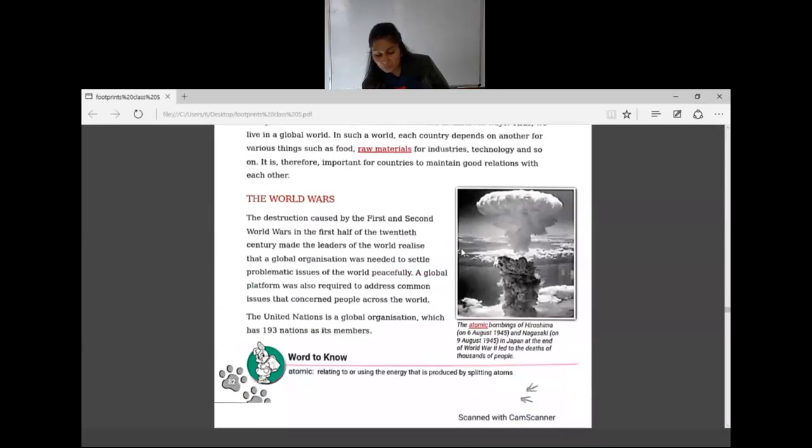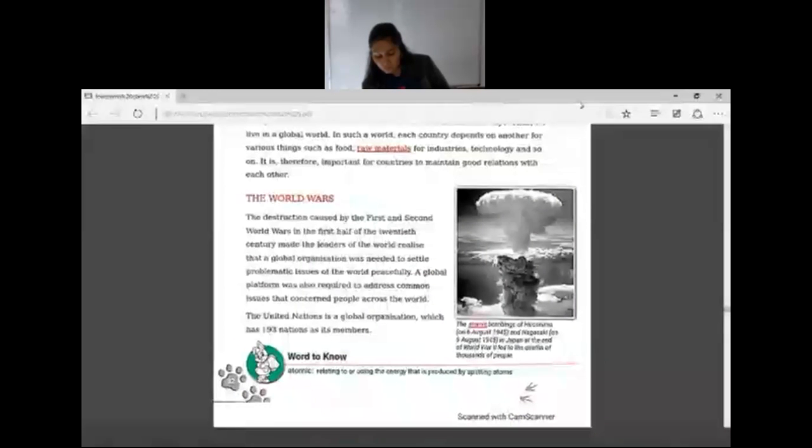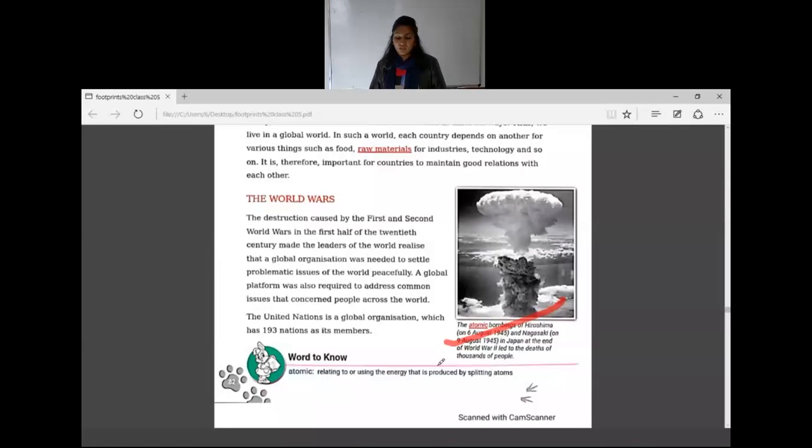See here in the diagram, students, the atomic bombings of Hiroshima and Nagasaki on 6th August 1945 and 9th August 1945 in Japan. There were two atomic bomb attacks, and obviously this was the period of World War II. Due to these atomic bomb blasts, thousands of people died in Japan, and a lot of destruction was caused there. It took many years for Japan to recover from the destruction caused by these bombs.